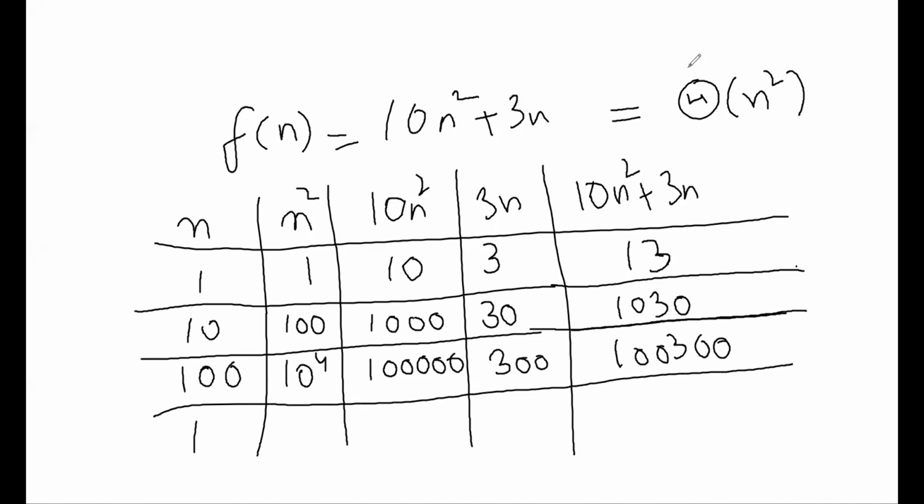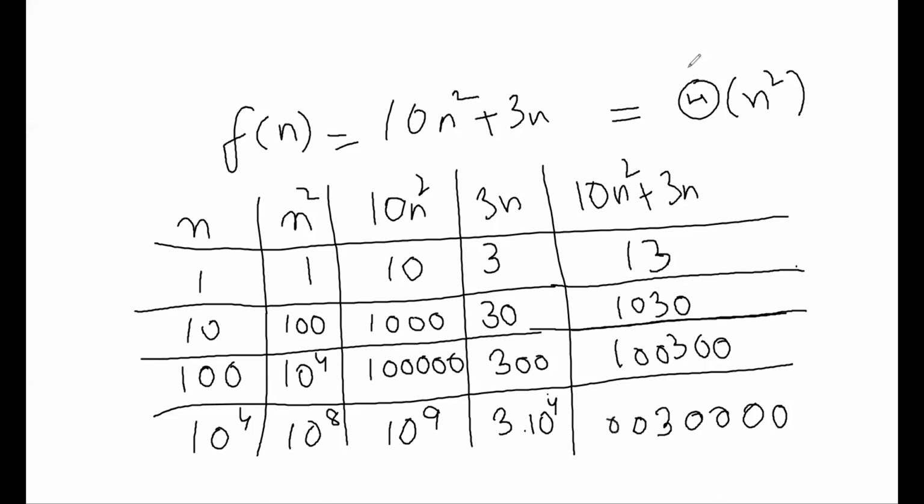You make one more column, let's say 10 to the power 4. This is 10 to the power 8. This is 10 to the power 9. 3 into 10 to the power 4. So what I've done is for different values of n, I am calculating the value of this equation.